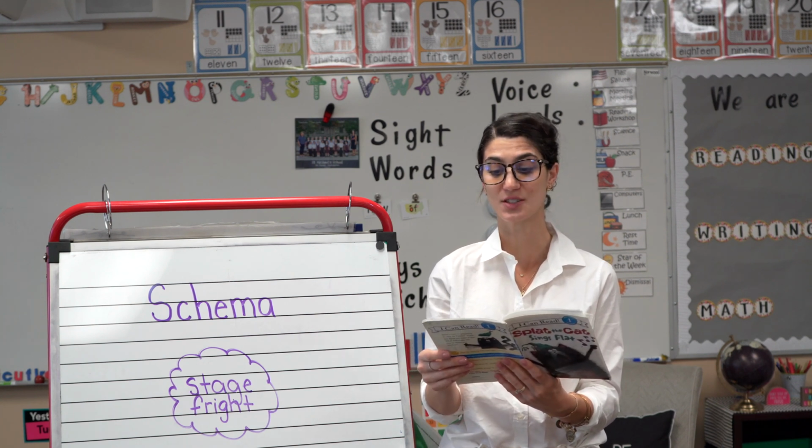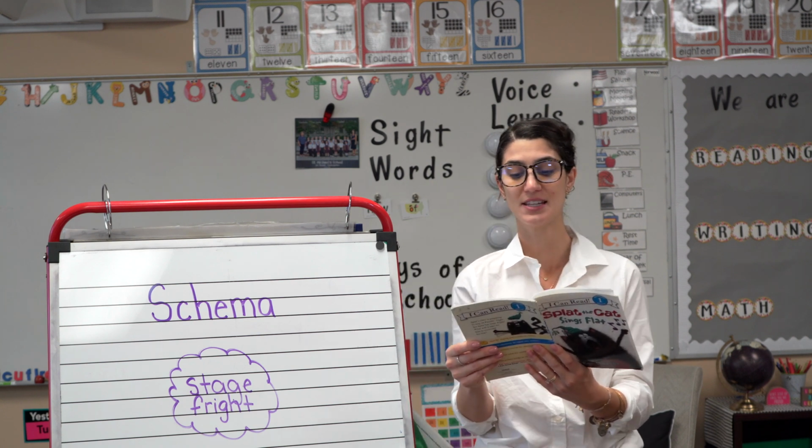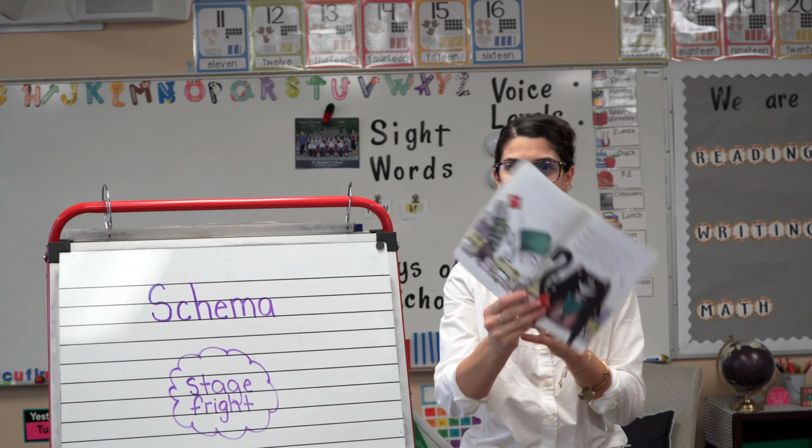Splat the cat goes to cat school. Splat likes to take Seymour. Seymour is Splat's pet mouse. Seymour rides in Splat's hat.